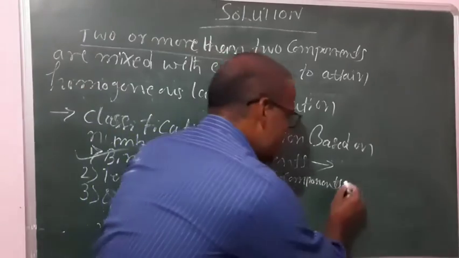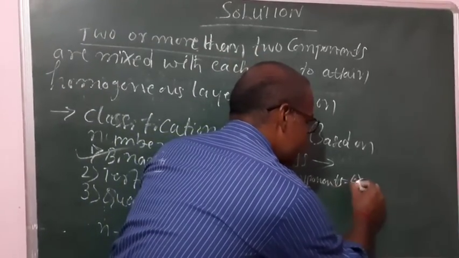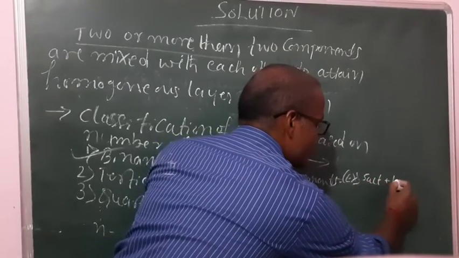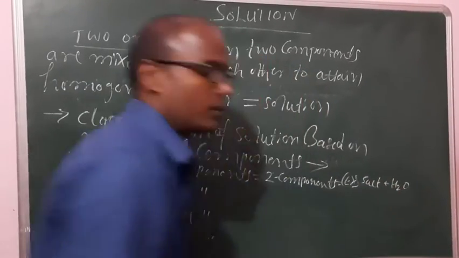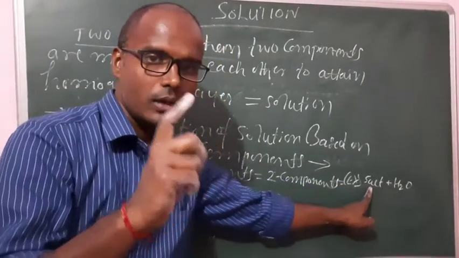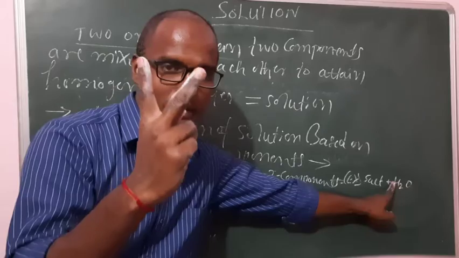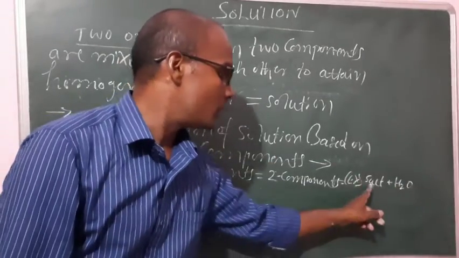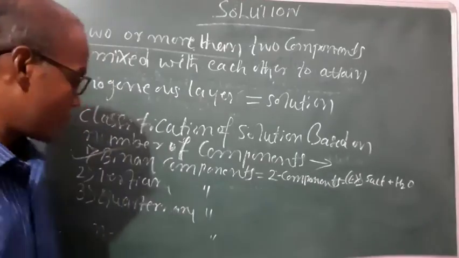So a binary component example is salt plus water. One is salt, another is water. Only two components are present. Only two components are used to prepare the solution, that we call binary components.